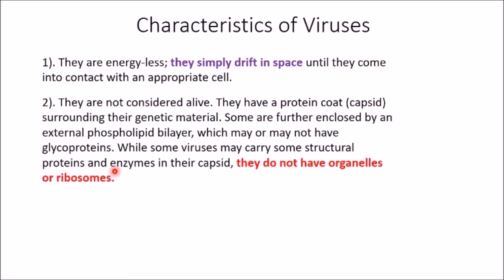They do not have any organelles in their capsid. The genetic material of our virus is the DNA or RNA. Again, nucleic acids. It's never both. It's either one or the other. They can be segmented. It could be single-stranded RNA, double-stranded RNA, or double-stranded DNA, but it's never both.